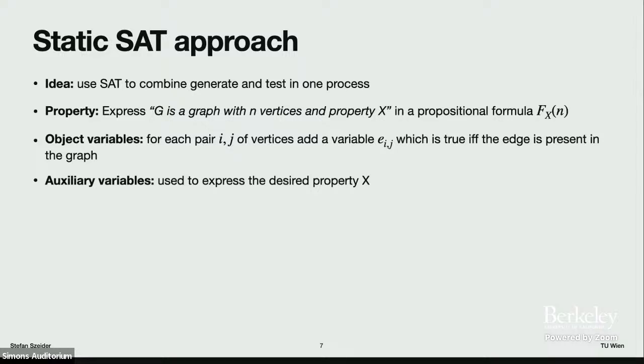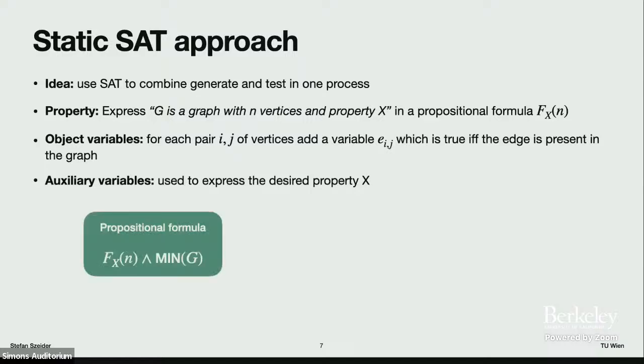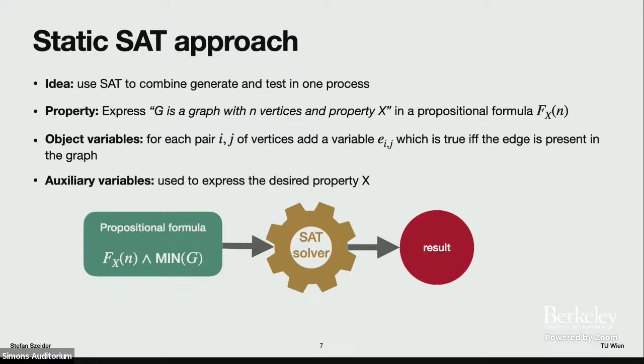And now we can also use auxiliary variables, because maybe this property we can't define just on the edge variables, so we have two sorts of variables. Now the idea is this: we have our formula F_n, which says there exists a graph on n vertices with our property, and the graph is minimal with respect to, let's say, the lexicographical ordering. And then we feed this into a SAT solver, and then we get our result. So this would be perfect if it works like this.